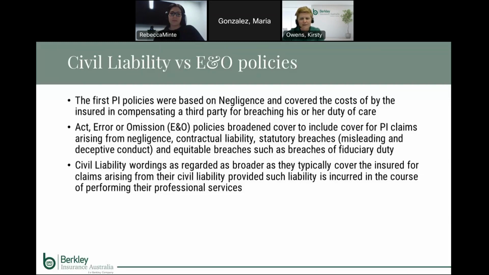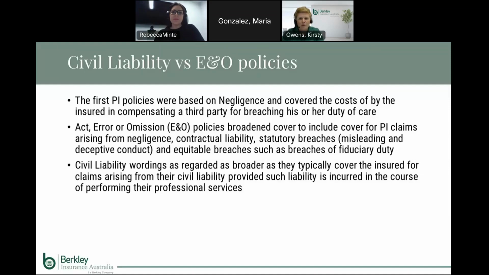So civil liability, as the name suggests, is liability that arises out of civil law, as opposed to criminal law. So criminal liability, or penalties that could be imposed by statutes, would not fall within this coverage. The fact of the matter is that both civil liability and act, error, or omission wordings provide broad coverage under both. However, the focus of each is different.